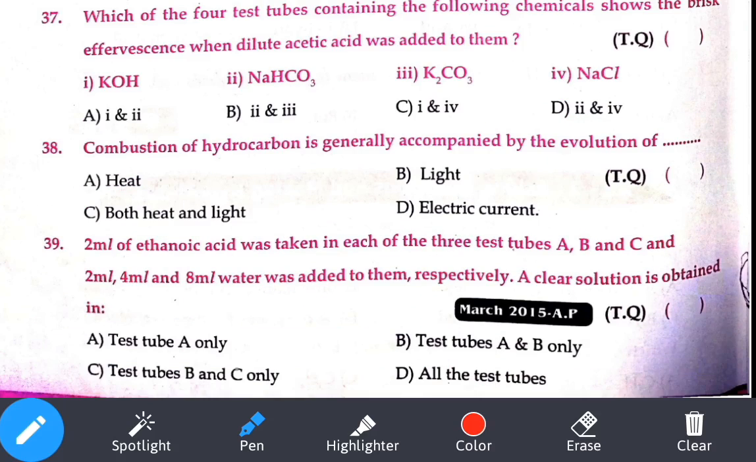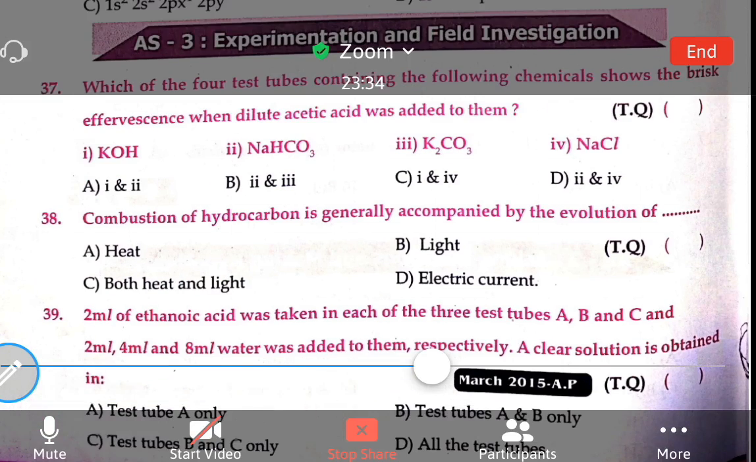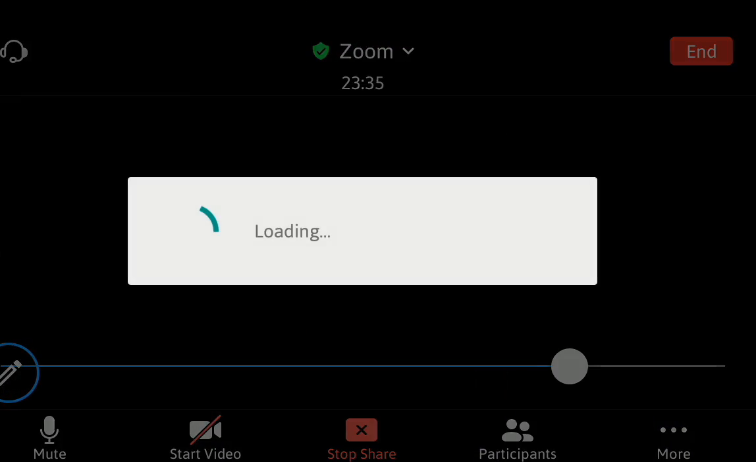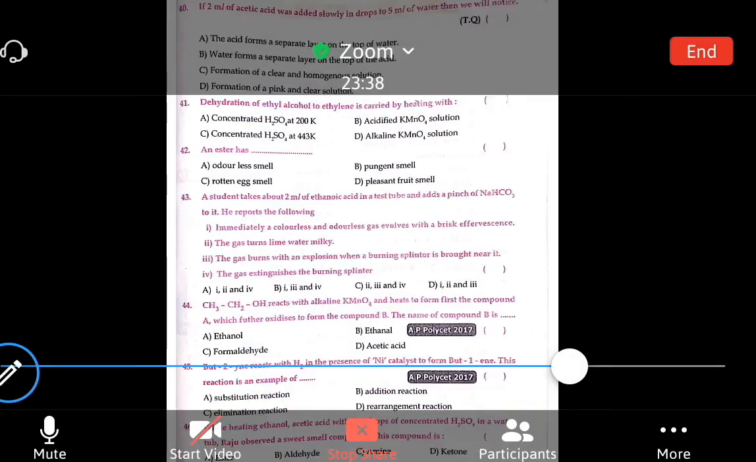Let's see the next question. 2 ml of ethanoic acid was taken in each of the three test tubes A, B, and C, which contain 2 ml, 4 ml, 8 ml of water respectively. The ethanoic acid is added to the test tubes A, B, C, and we are adding the water. All the three test tubes will have a clear solution. So all the test tubes. Option number D. Next page.